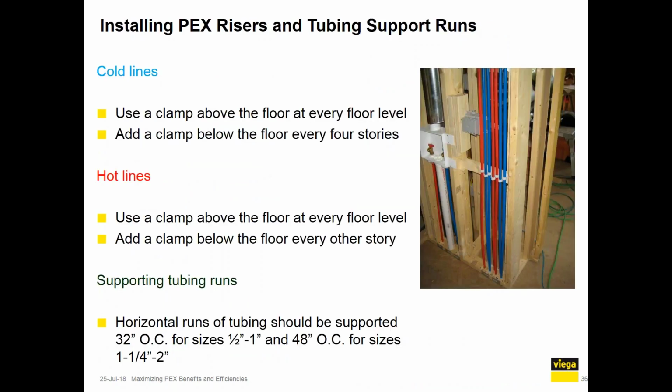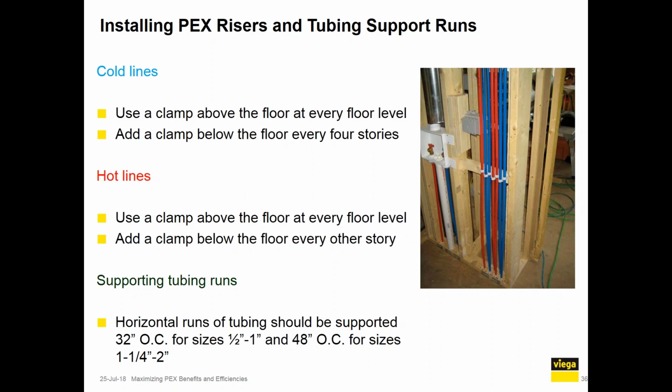How about with risers and tubing support runs? As you're going vertical, floor to floor, there are a couple different things to consider for cold and hot lines. For cold lines, use a clamp above the floor at every level. For below the floor, use it every 4 stories. However, with hot lines, you're using that clamp at the floor every level again, but below the floor only every other story.